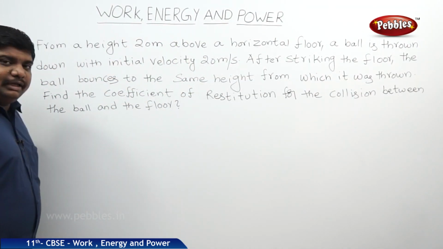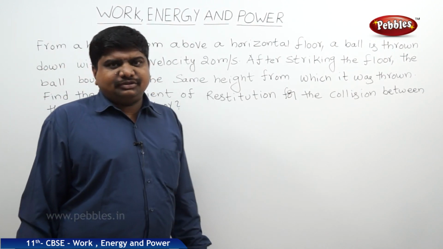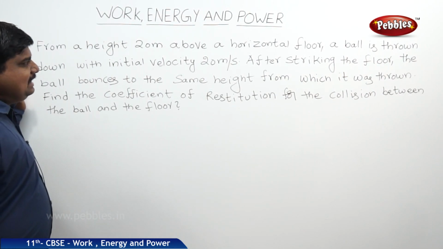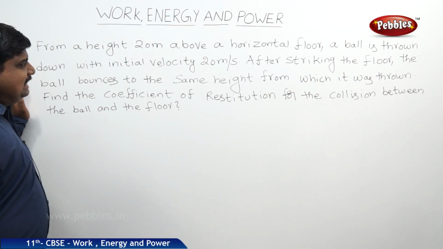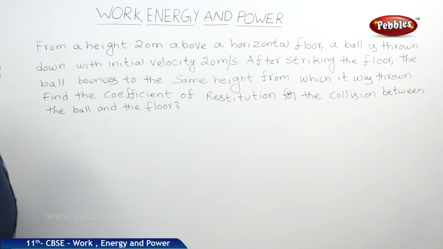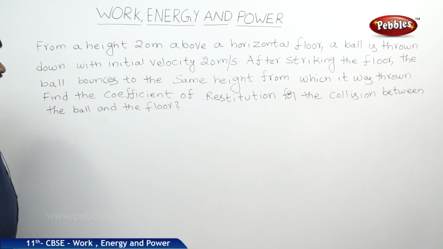Here we are discussing a problem related to the concept of coefficient of restitution. If you see the problem, the content is: from a height of 20 meters above a horizontal floor, a ball is thrown down with initial velocity 20 meters per second. After striking the floor, the ball bounces to the same height from which it was thrown. Find the coefficient of restitution for the collision between the ball and the floor.